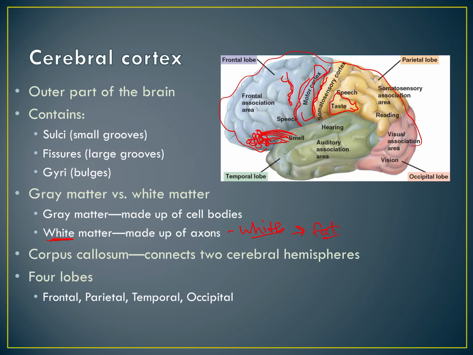Gray matter is the cell body's outer portions here. And the reason why we call it gray matter is because it has a kind of a pinkish grayish look. And that is what makes up the outer tissue.